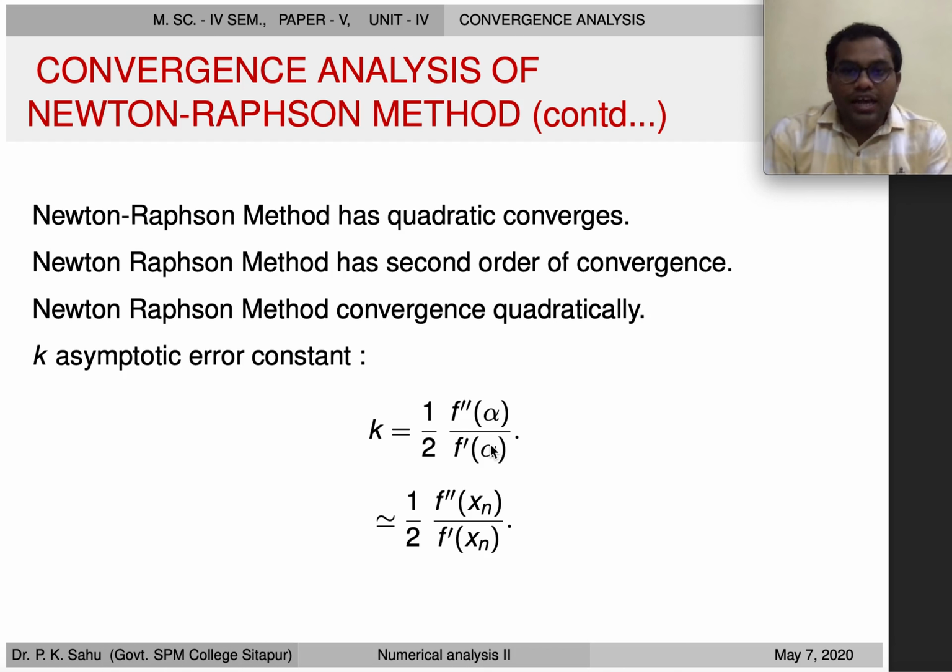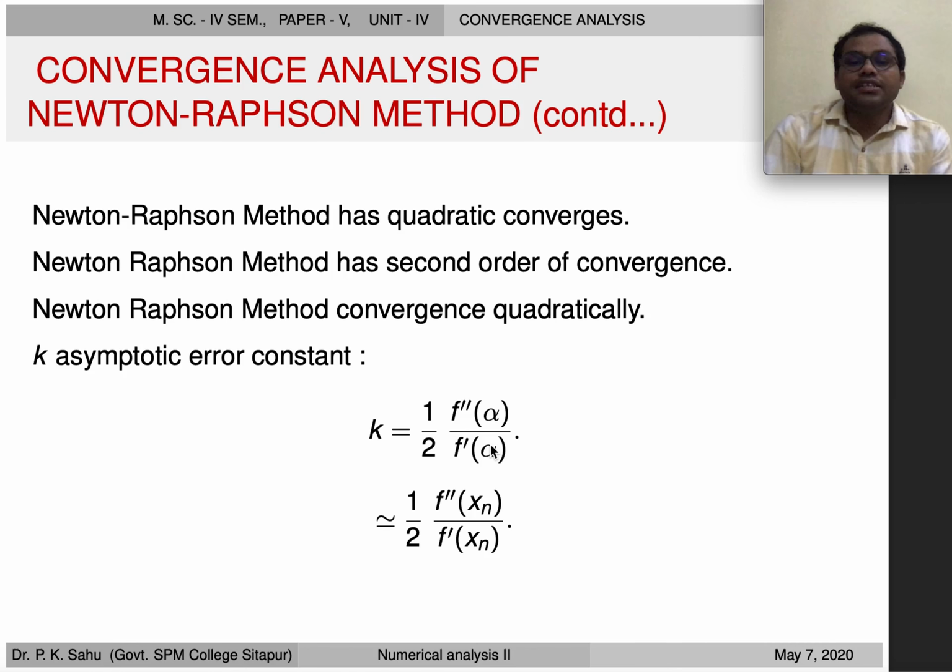Now if xn is the nth approximation or iteration that we have obtained by using Newton-Raphson method, and if xn is up to the desired degree of accuracy or desired degree of tolerance, then we can write k as half of f double prime xn divided by f prime of xn. Here xn is generated by Newton-Raphson method and it is the nth iteration of approximation.